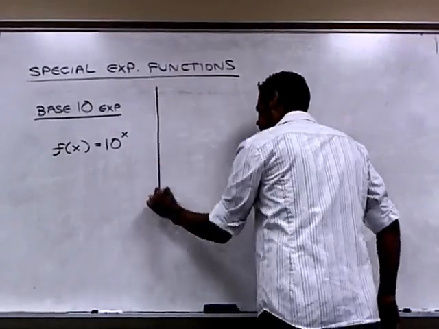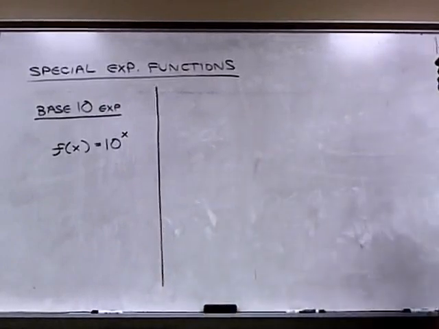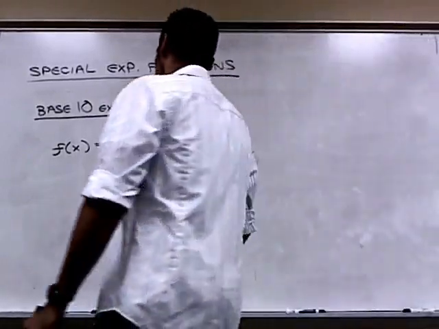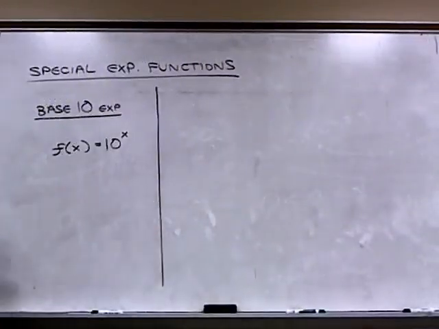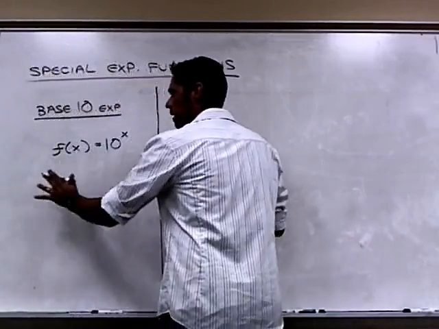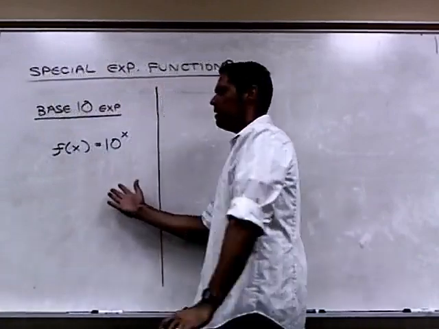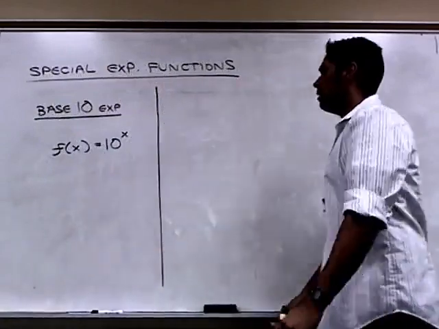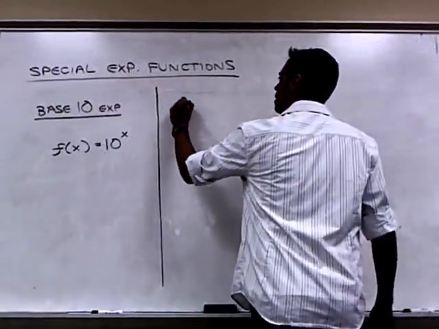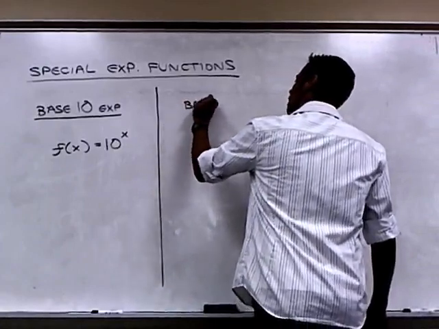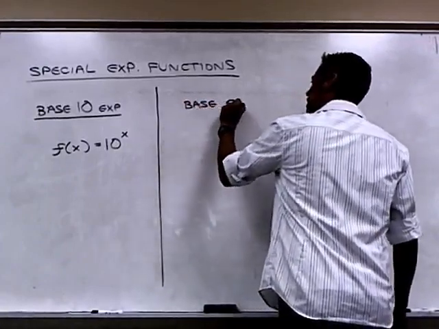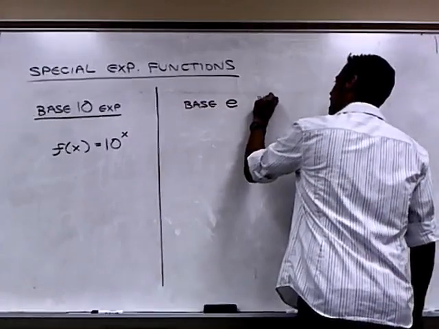Okay. That's one base. Now, what would this graph look like? Left-hand behavior would be what? Left hand goes to 0, right hand off to infinity. Okay, now the other base is what we call base E. And this is called the natural base.